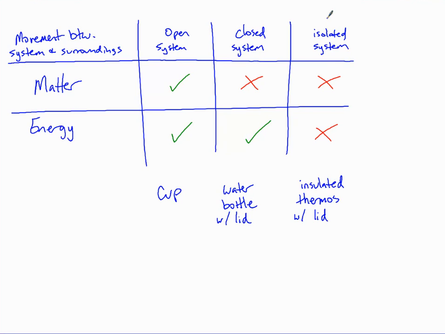With that being said, put an asterisk here. This is not quite an isolated system because energy still gets out, it's just a lot slower. So if you put hot coffee in this thermos and you come back in 12 hours, it might still be warm, but it's not going to be hot like it was originally. And so this is as close as we can get to an isolated system, but it's not a perfect isolated system.